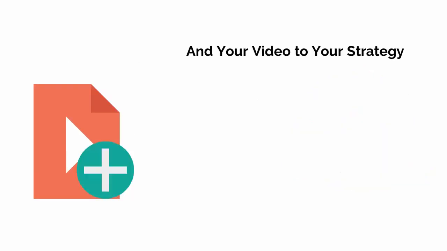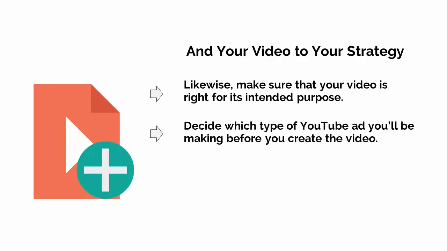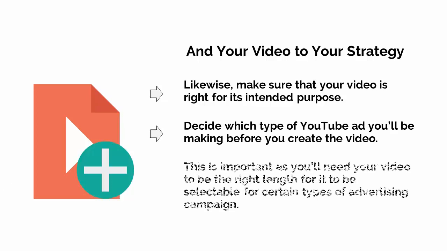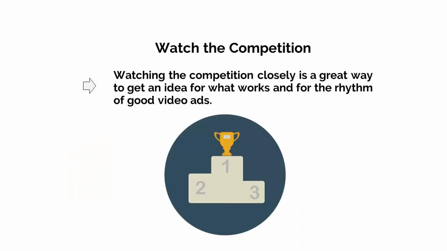And of course, you should match your video to your strategy. Likewise, make sure that your video is right for its intended purpose. Decide which type of YouTube ad you'll be making before you create the video. This is important as you'll need your video to be the right length for it to be selectable for certain types of advertising campaign. You should also watch the competition. Watching the competition closely is a great way to get an idea for what works and for the rhythm of a good video ad.